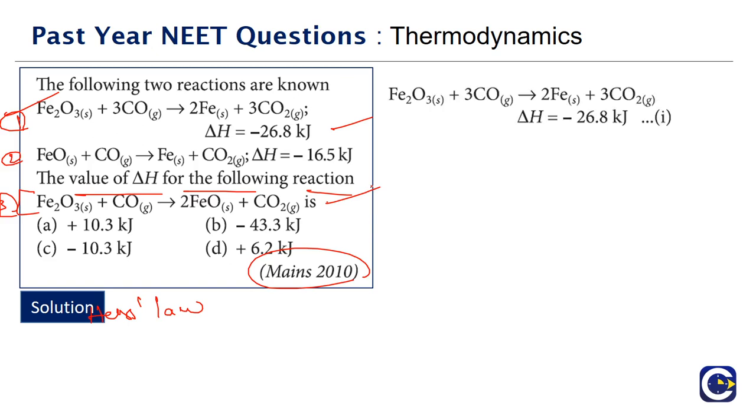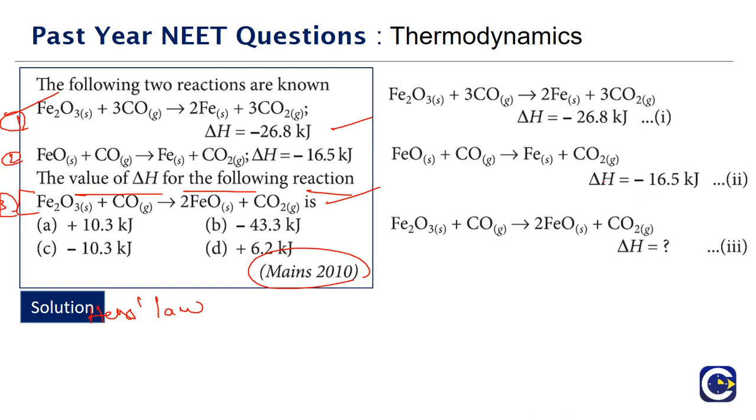What is it? Fe2O3 plus 3 moles of CO gives rise to 2 moles of Fe plus 3 moles of CO2. Second, FeO plus CO gives rise to Fe plus CO2. Okay, so we have the first equation and the second equation. Now let us see the third.